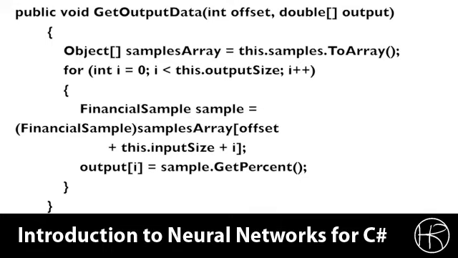Here all we do is we create an array of doubles that is going to hold the financial samples that we want. We loop over the output size. In the standard case for this program it's 1, and we obtain a sample for each of the array elements, and we obtain the percentage, and we copy the percentage into the array that we are returning.